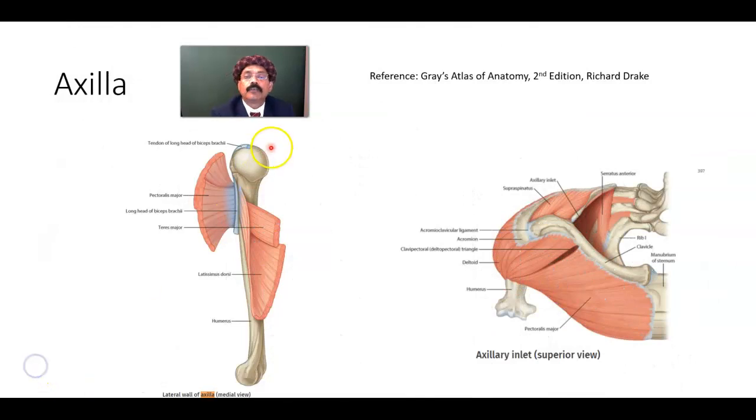So this is the lateral wall, which is formed by the bicipital groove of the humerus. This is the lateral wall of the axilla. This is the axillary inlet, again bounded by the outer border of the first rib, the superior border of the scapula, and the posterior aspect of the clavicle.